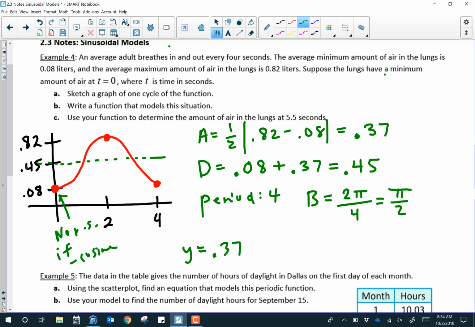So it's negative cosine if it's at like the minimum. Correct. If we start at the minimum, it's a negative cosine. And then max is positive cosine. Correct. Max would be positive cosine.